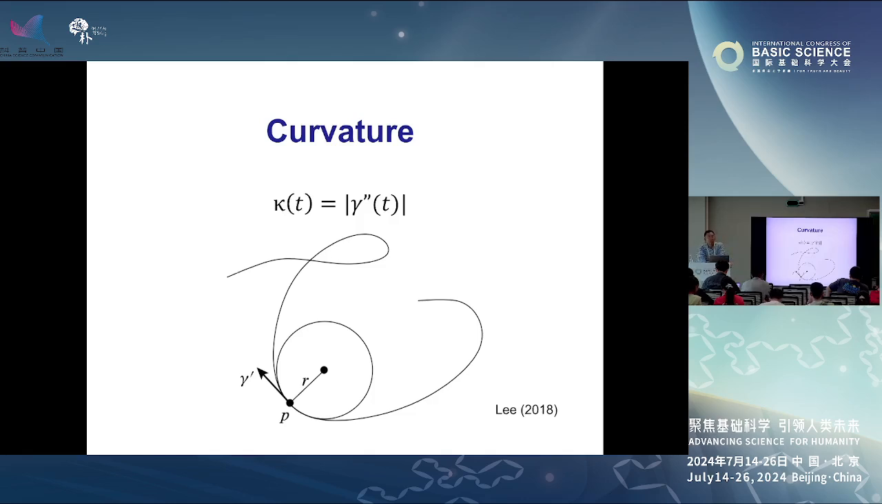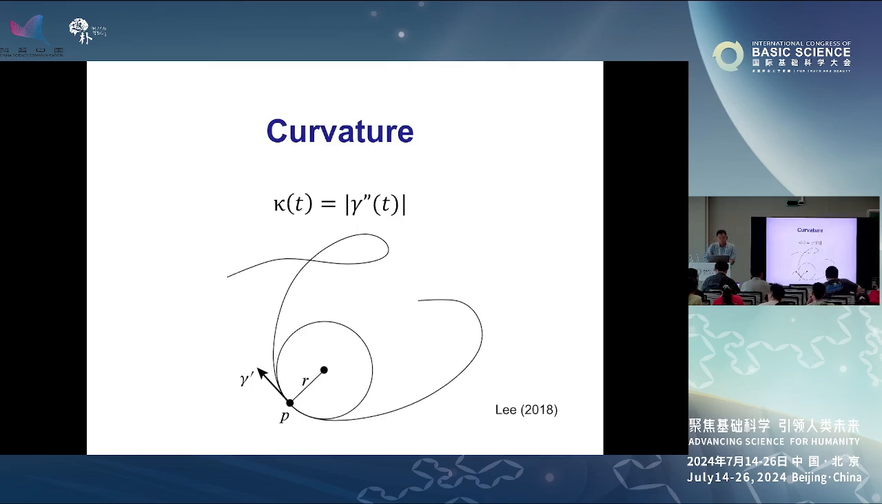Curvature essentially measures how rough or how smooth a curve is. For a 2D curve, it's very simple. If we write the two-dimensional curve using index t, we can take the second derivative of this curve with respect to t. Depending on whether you want to have its sign or not, you may take the absolute value. In two dimensions, it's very easy to define this so-called curvature.